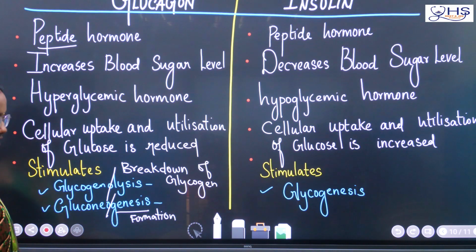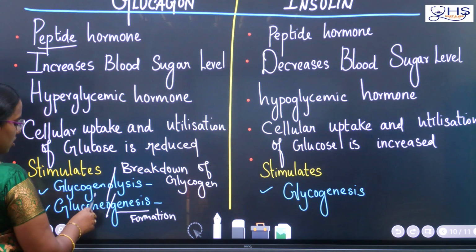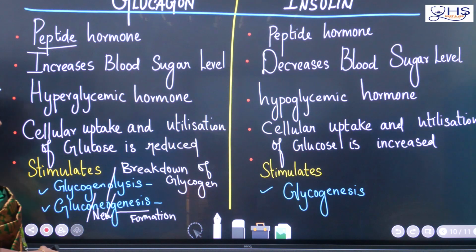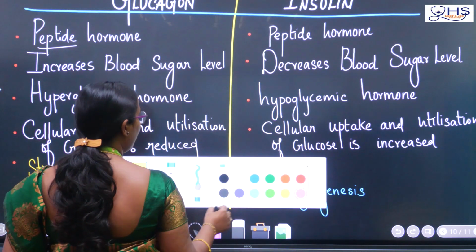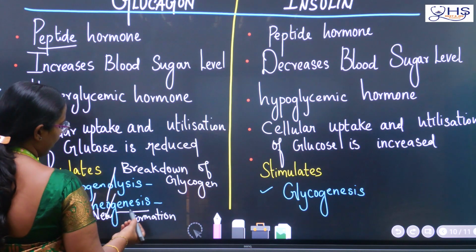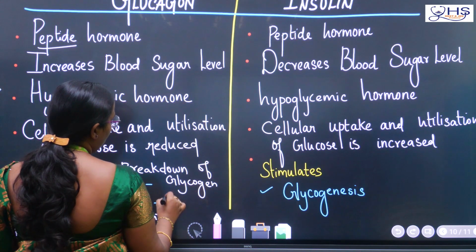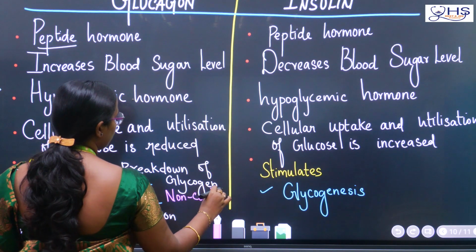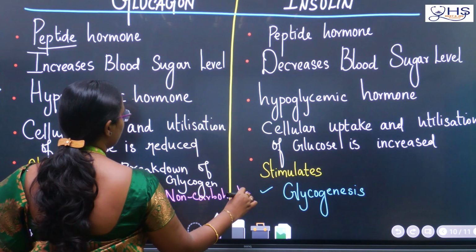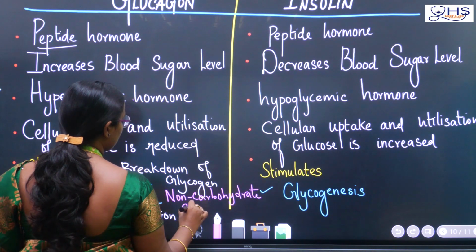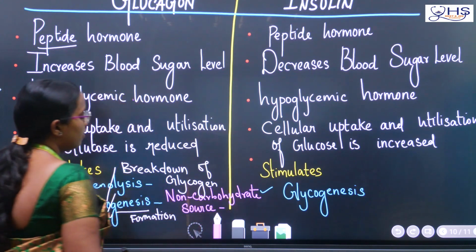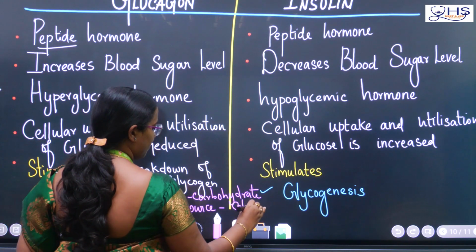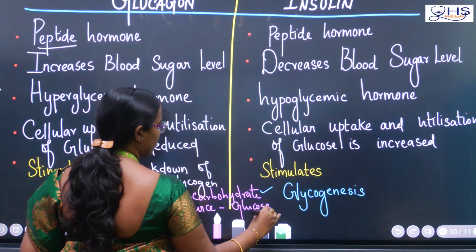gluconeogenesis. Genesis means formation. Neo means new. Gluco means glucose. So, here we can write the process is called formation of glucose. So, we can write here it is non-carbohydrate synthesis of glucose. What is gluconeogenesis? It's a synthesis of glucose from non-carbohydrate source. From the non-carbohydrate source, glucose will be produced.